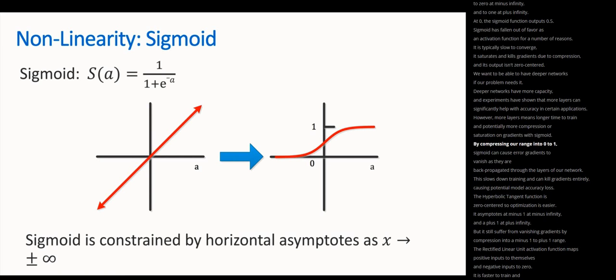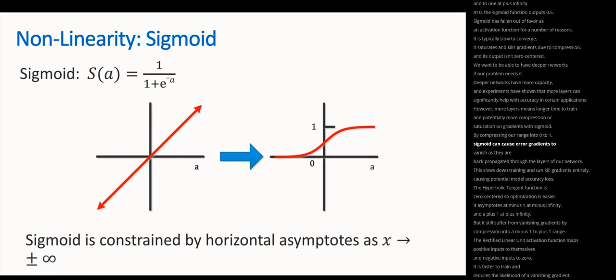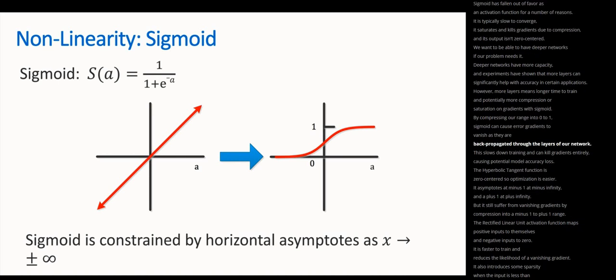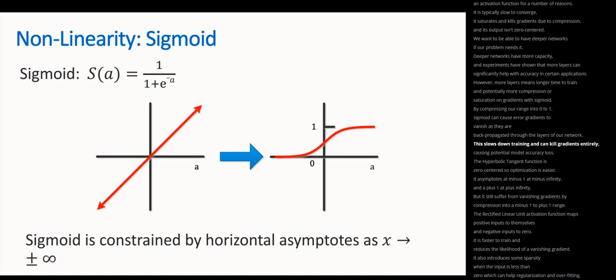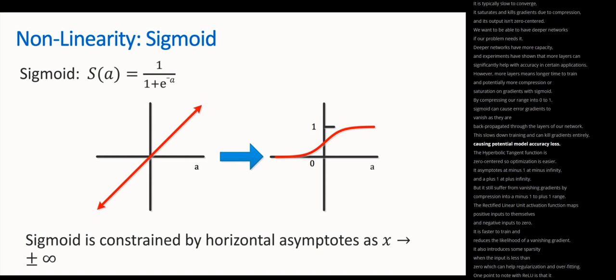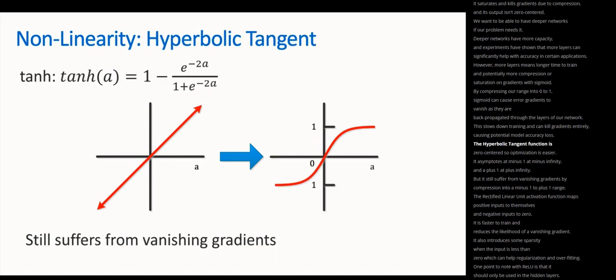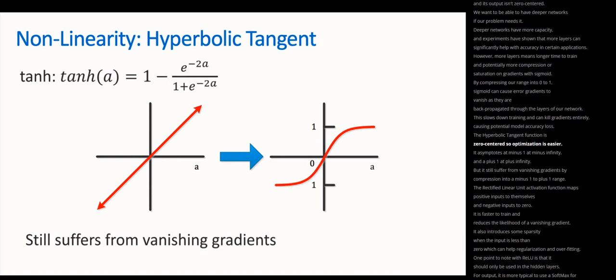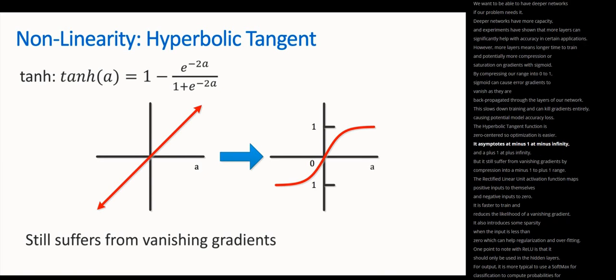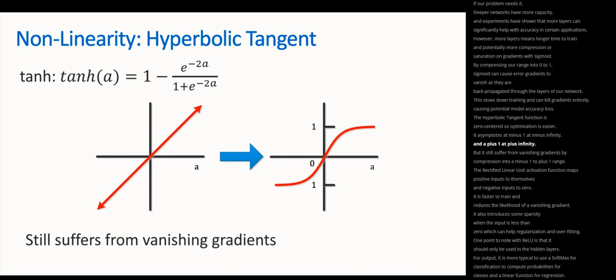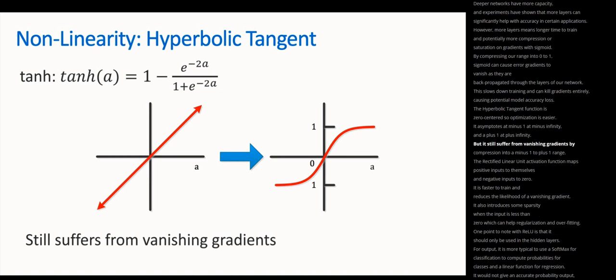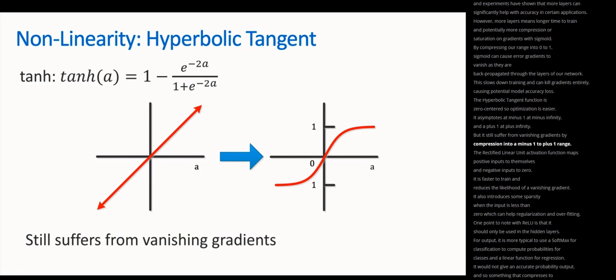By compressing our range into 0 to 1, sigmoid can cause error gradients to vanish as they are back-propagated through the layers of our network. This slows down training and can kill gradients entirely, causing potential model accuracy loss. The hyperbolic tangent function is zero-centered, so optimization is easier. It asymptotes at -1 at minus infinity and at +1 at plus infinity. But it still suffers from vanishing gradients by compressing into a -1 to +1 range.